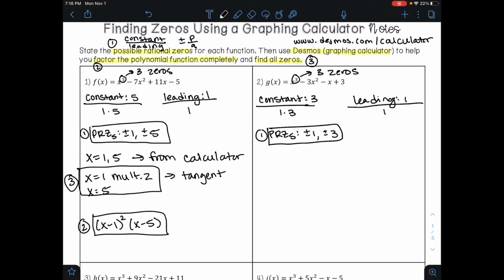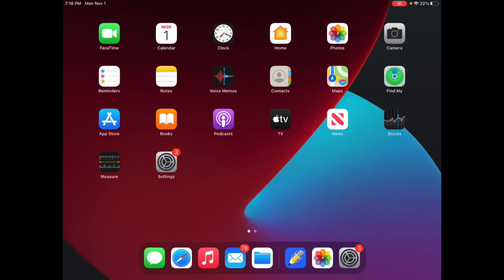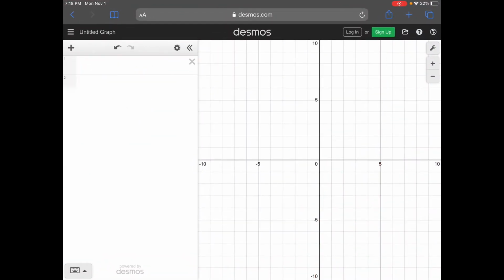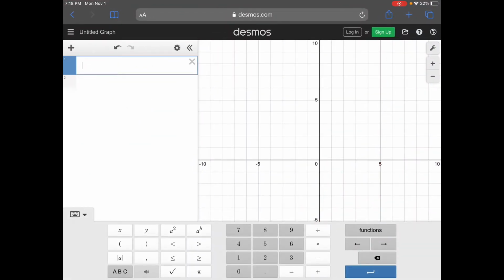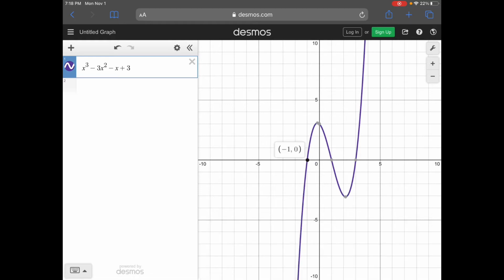Let's go ahead and plug this into Desmos to see what we get. So, here we go. I'm going to type in this equation. So I have x cubed minus 3x squared minus x plus 3. And you can click right on your zeros. Remember, zeros are your x-intercepts. So I have 3 of them, -1, +1, and 3.